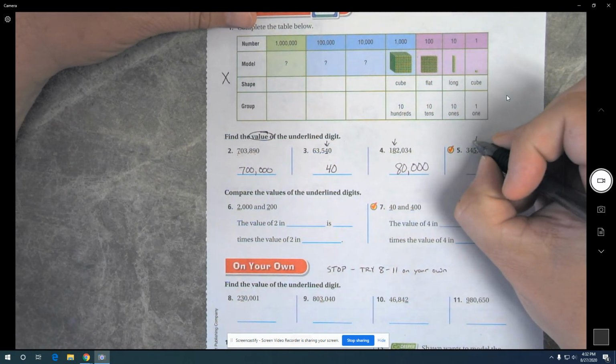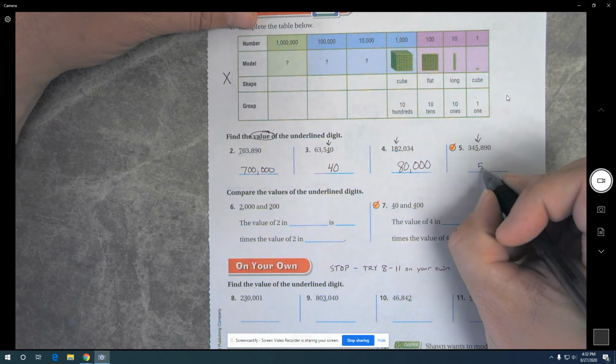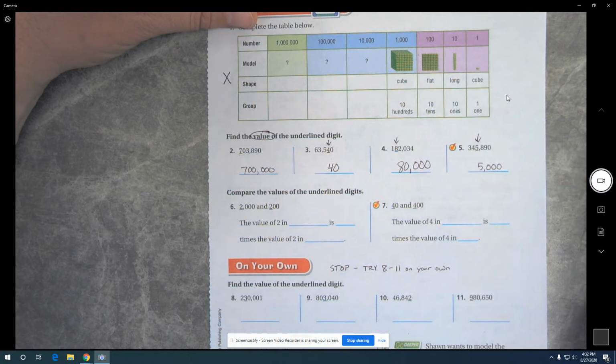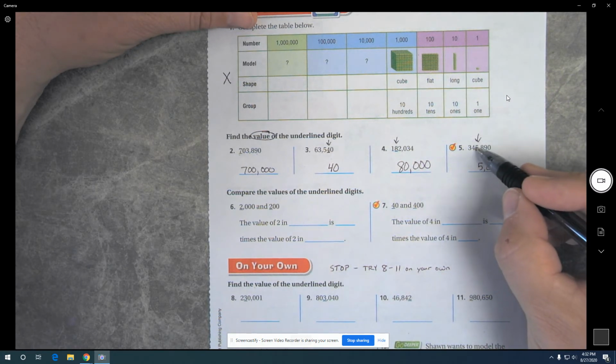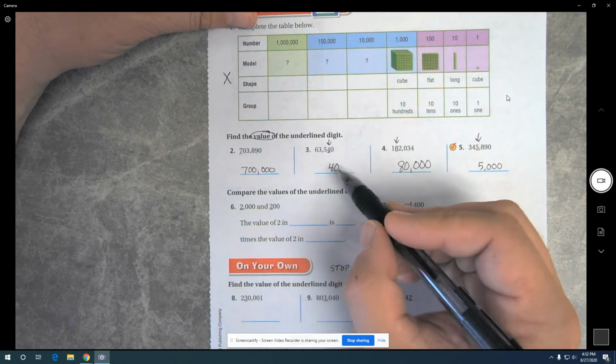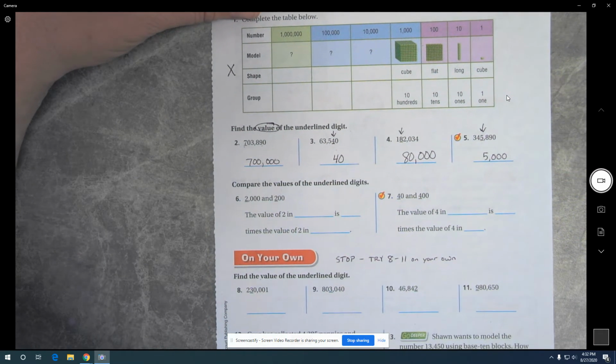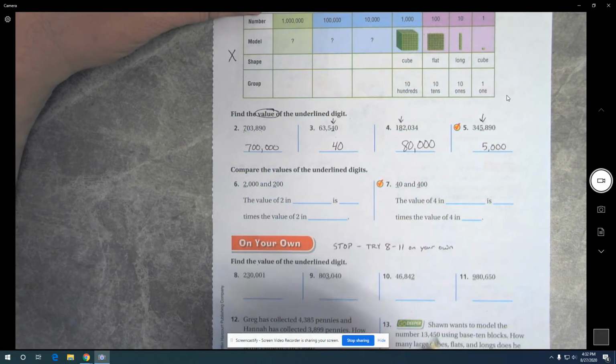If we only look at this 5, that's a 5 in the thousands place. Its value is 5,000. So you're just pulling that digit and that value of that digit out. 80,000 gets pulled out. 40 gets pulled out. 700,000. Now the last two we're doing as an example together are 6 and 7.